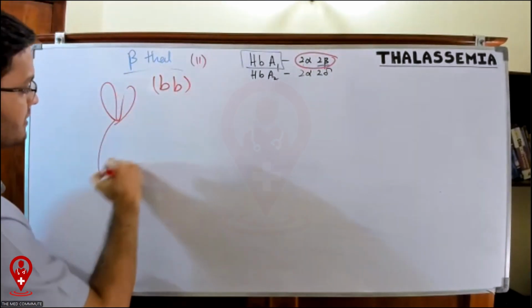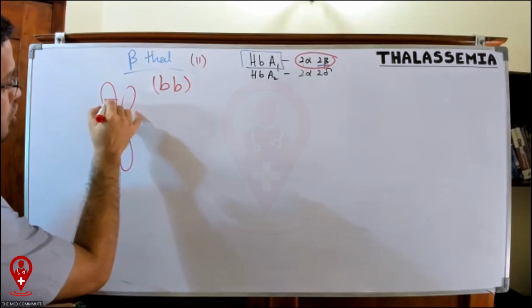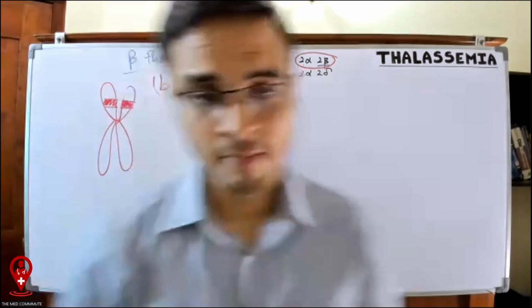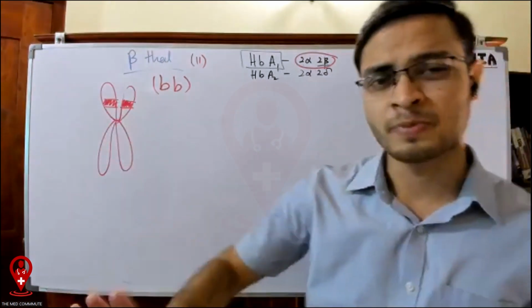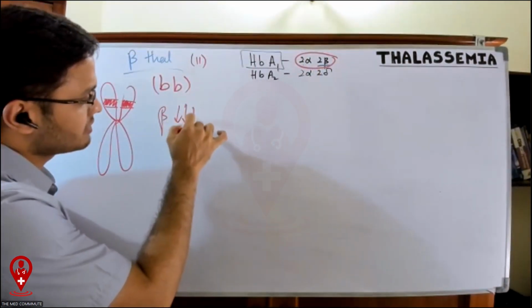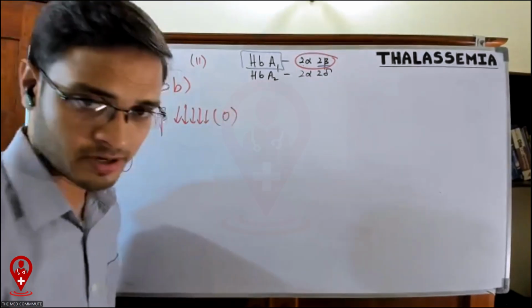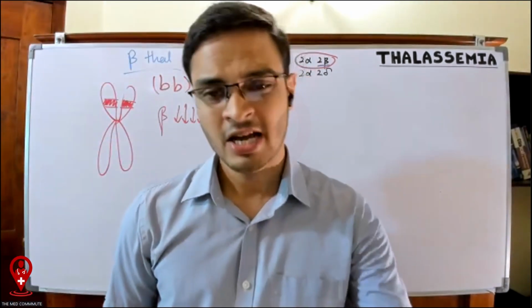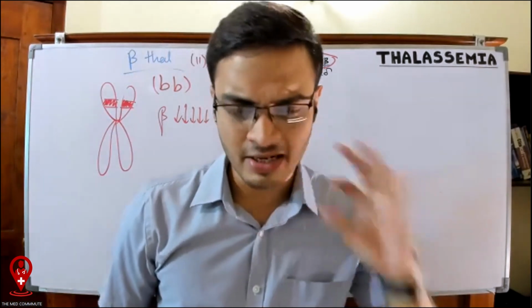If you look at the chromosome, both gene loci are abnormal. So there is going to be a severe reduction. If you look at the beta chains, they are going to be very, very low. You can even put it as 0. Almost no beta chain being produced, so severe anemia. What is the clinical picture?